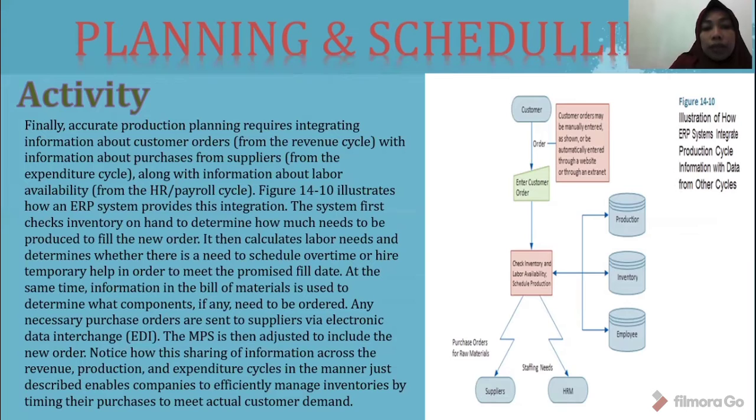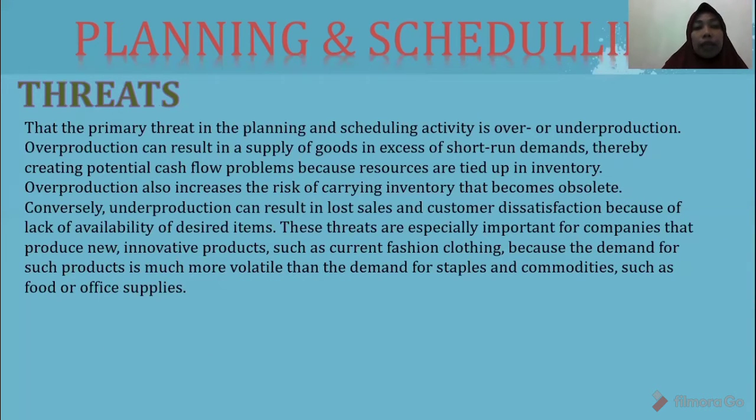Notice how this sharing of information across the revenue, production, and expenditure cycles in the manner just described enables companies to efficiently manage inventories by timing their purchases to meet actual customer demand. The primary threat in the planning and scheduling activity is over- and underproduction. Overproduction can result in a supply of goods in excess of short-run demand, thereby creating potential cash flow problems because resources are tied up in inventory. Overproduction also increases the risk of carrying inventory that becomes obsolete. Conversely, underproduction can result in lost sales and customer dissatisfaction because of lack of availability of desired items.